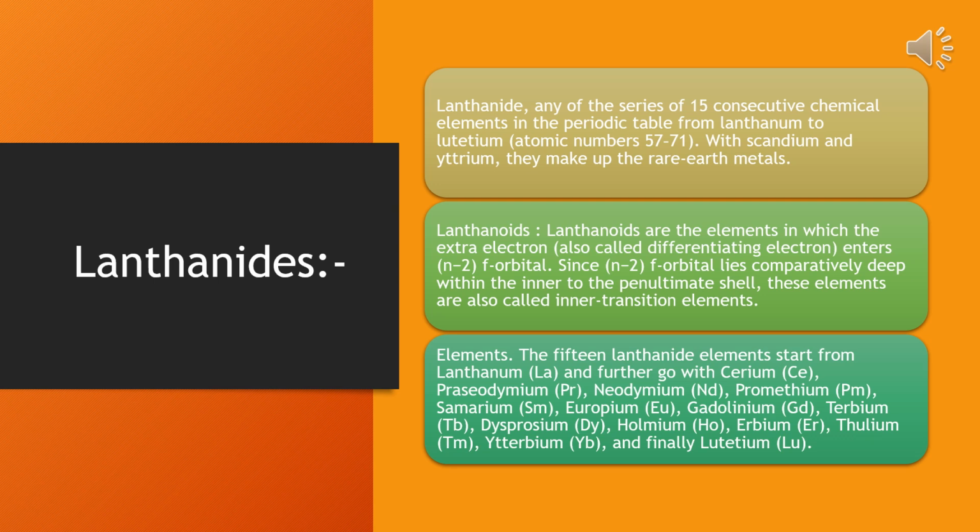The 15 lanthanide elements start from lanthanum, La, and further go with cerium, Ce, praseodymium, Pr, neodymium, Nd, promethium, Pm, samarium, Sm, europium, Eu, gadolinium, Gd, terbium, Tb, dysprosium, Dy, holmium, Ho, erbium, Er, thulium, Tm, ytterbium, Yb, and finally lutetium, Lu.